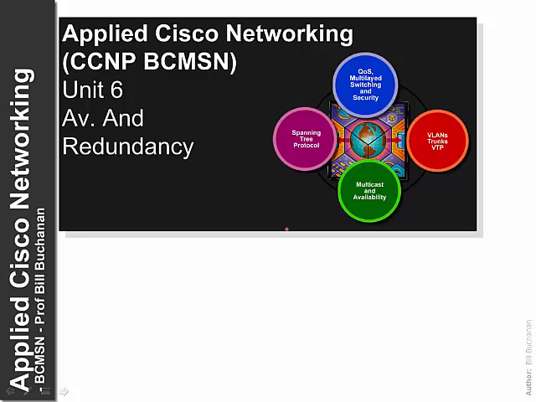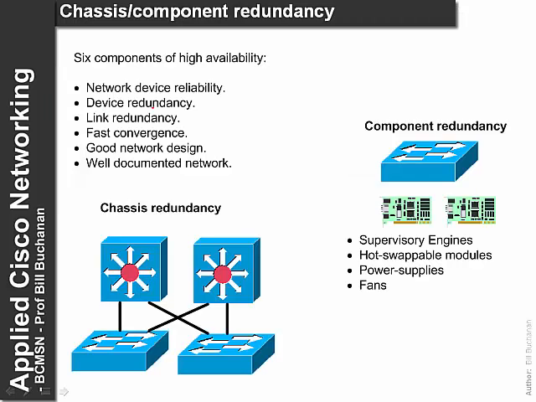This presentation will look at the key principles of availability and redundancy in Cisco switching. Basically, there are 6 main components to high availability. That's typically network device reliability. We need to make sure that devices that we have operate correctly.